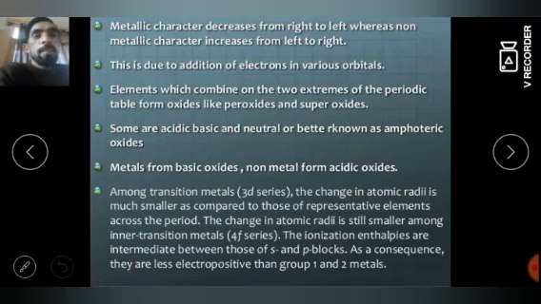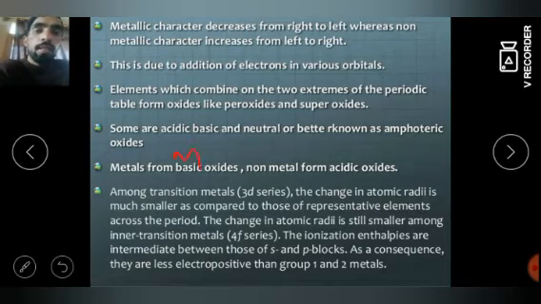Okay, metallic character decreases from right to left. It means that most metals are on this side, then it is decreasing, and this is due to the addition of electrons in various orbitals. Elements which combine on the two extremes of the periodic table form oxides like peroxides and superoxides. Those elements on the first left side and the last right side, talking about alkali metals and halogens, will form superoxides and peroxides also.